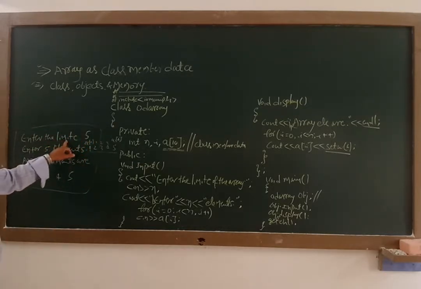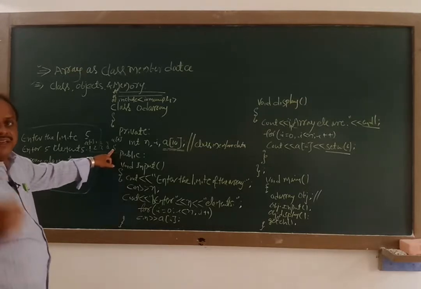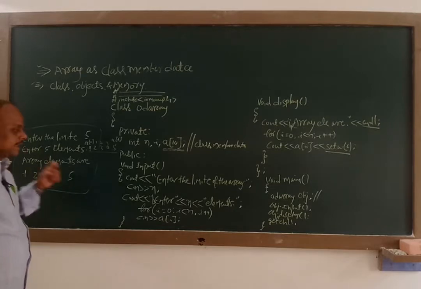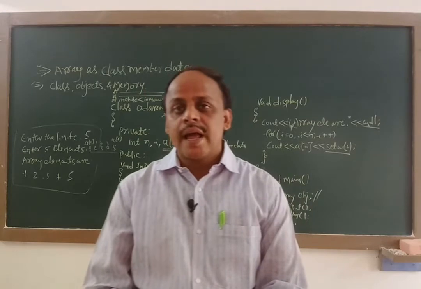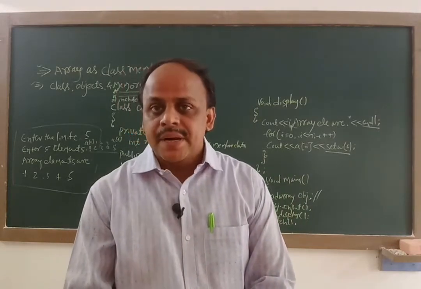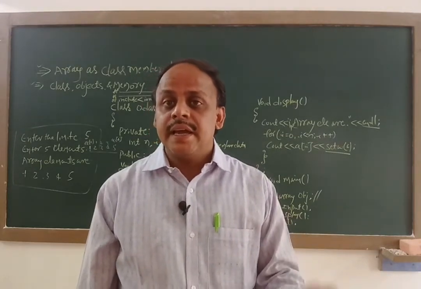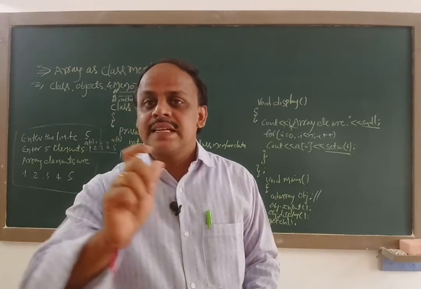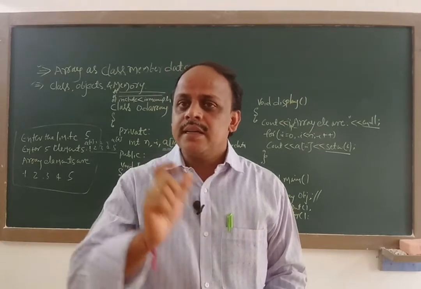Enter the limit of the array: 5. Enter 5 elements. I am entering 1 2 3 4 5. You can enter any 5 integer elements, right? Next, array elements are 1 2 3 4 5. So this program represents accepting n elements into the array and displaying n elements from the array using the concept of class and object, right? Using the concept of class and object.